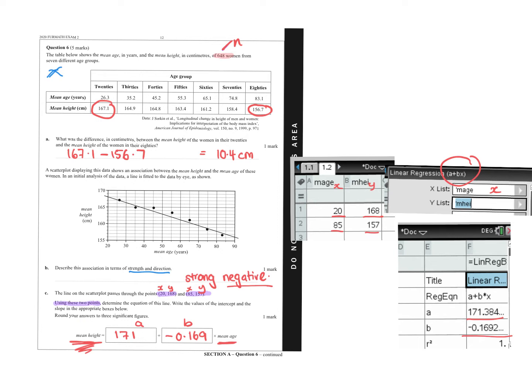Now just be careful, it's saying, hopefully you've highlighted it, 3 significant figures. So if I go and do that over here on the calculator, you start counting as soon as you have a non-zero. So there's 1, 2, 3. And then what we're looking at is the fourth one and whether we round up the third. Because it's 3, we don't. So we can see we've got 171.